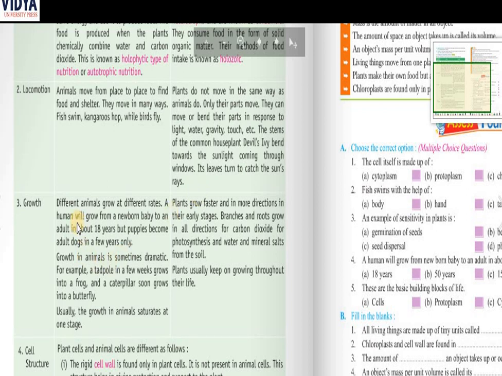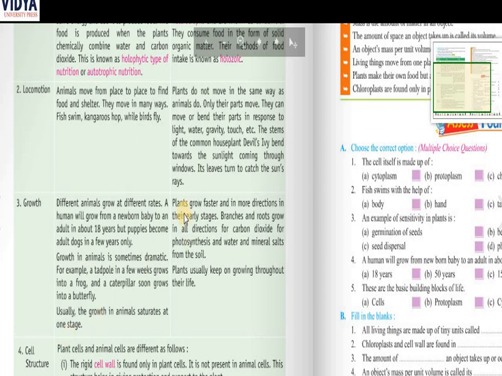Next, growth. Different animals grow at different rates. A human will grow from a newborn baby to an adult in about 18 years, but puppies become adult dogs in a few years only. Growth in animals is sometimes dramatic. For example, a tadpole in a few weeks grows into a frog, and a caterpillar soon grows into a butterfly. Usually the growth in animals saturates at one stage.